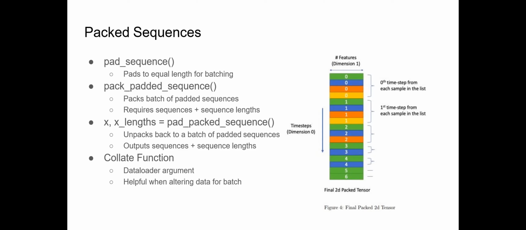And while unpacking, the function name is pad packed sequence. So you get the output of x and x lengths. X is again the batch. X lengths is the output lengths of every utterance in that particular batch. It unpacks back to the batch of padded sequences, and this is how the output is going to look.